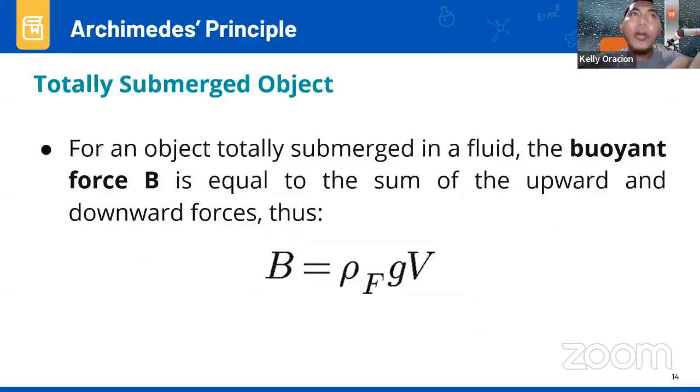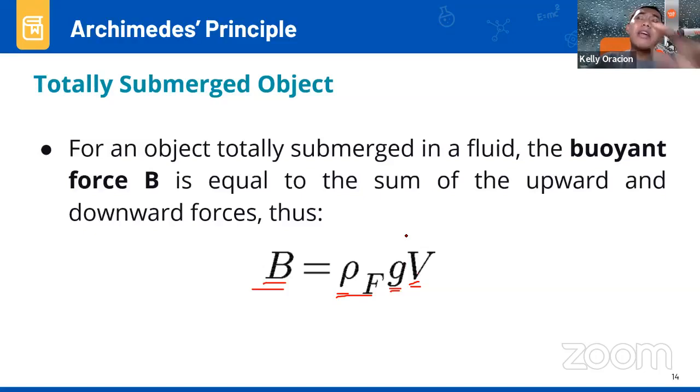And we have this formula. Okay? B stands for buoyancy. So, sama ng ρf, this small ρ is the density, f stands for the fluid. So the density of the fluid times the acceleration due to gravity times the volume. That's the formula of buoyancy: B = ρf × g × V.